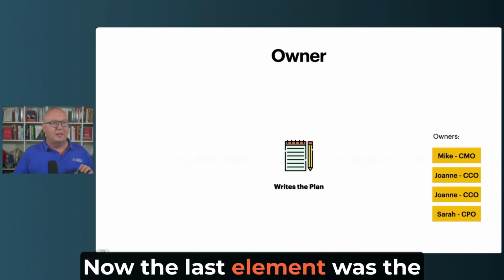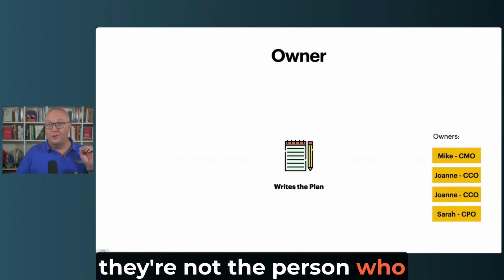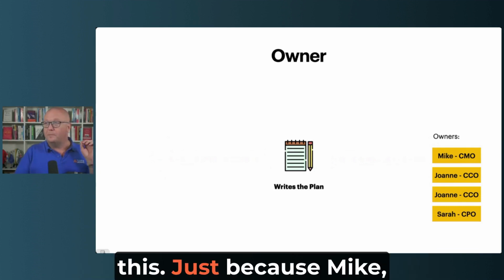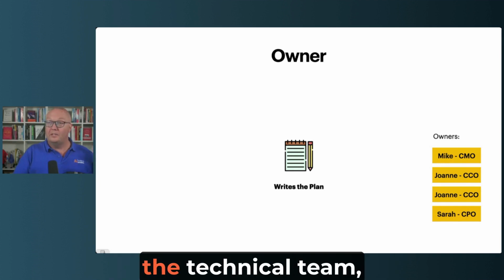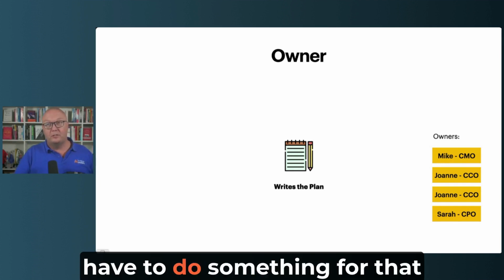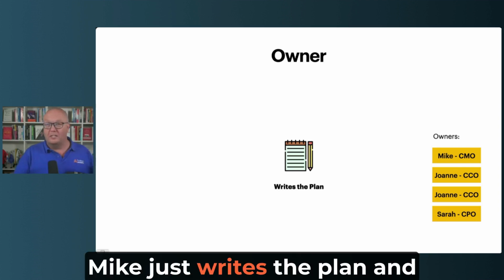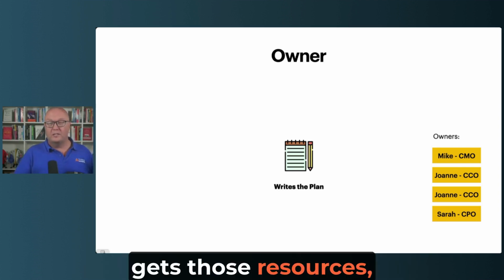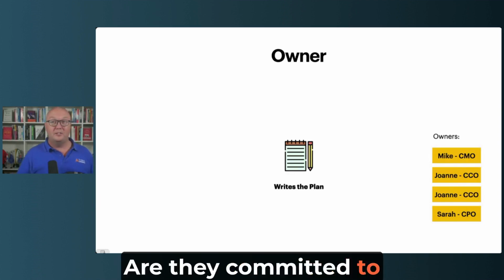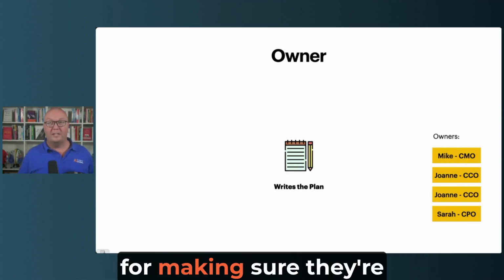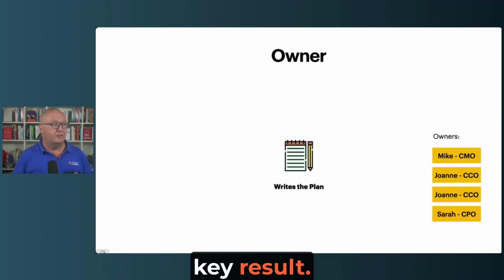Now, the last element was the owner. And the owner, as I said, writes the plan. They're not the person who manages everybody who's doing this. Just because Mike, the CMO, has a particular OKR and the engineering team have to do something for that, doesn't mean Mike has to manage the engineering team. Mike just writes the plan and gets those people in that team to commit. Are they committed to doing this or not? And Mike is responsible for making sure they're committed to delivering the results that we need to meet this particular key result.